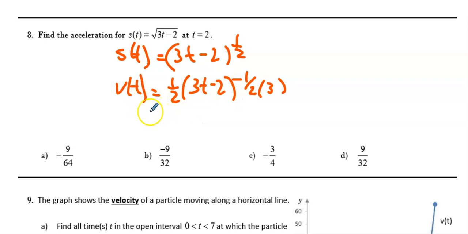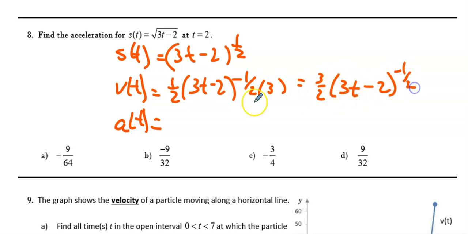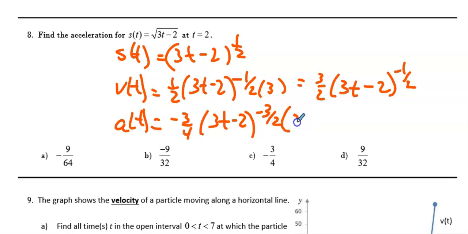And what I also want to tell you is that when you do the acceleration of this, I would just leave this exponent up. So I would rewrite this as 3/2, 3t minus 2 to the negative 1/2. Because when I find the acceleration, I'm just going to move this down and multiply that together, and I'm going to get negative 3/4, 3t minus 2 to 1 less power. And then I'm going to multiply again by 3.